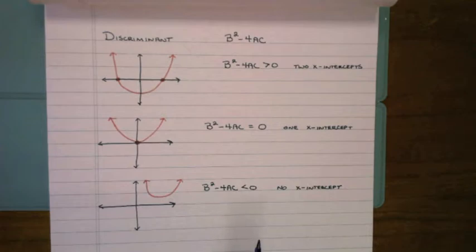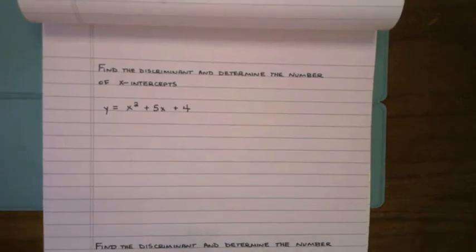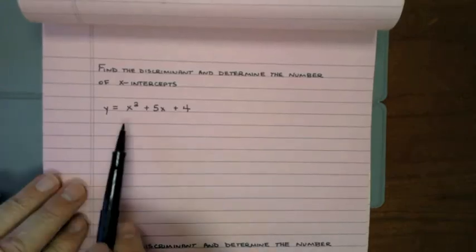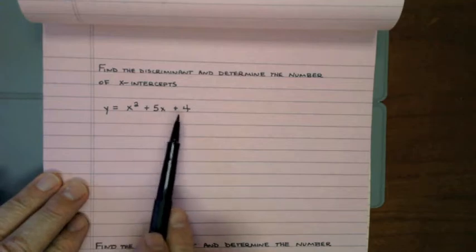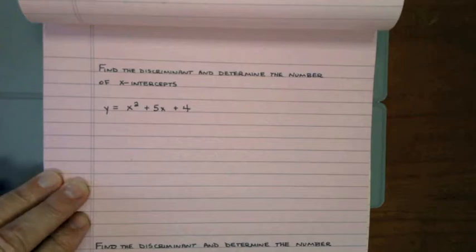A lot of times people will use this formula before you factor or before you use the quadratic formula to see if you even need to do that, because if it doesn't have x-intercepts, you can't use the quadratic formula to find the x-intercept. So here's our first example. We're going to find the discriminant of this quadratic, and we're going to determine how many x-intercepts this has.